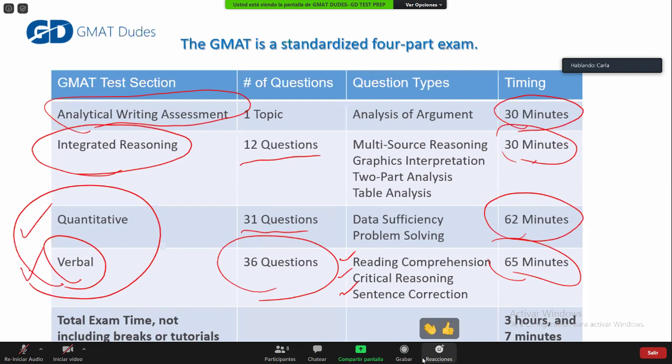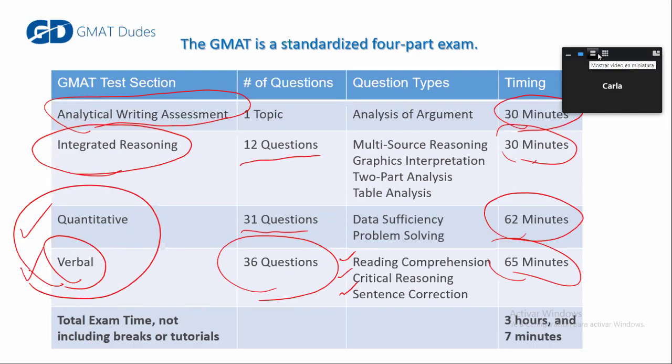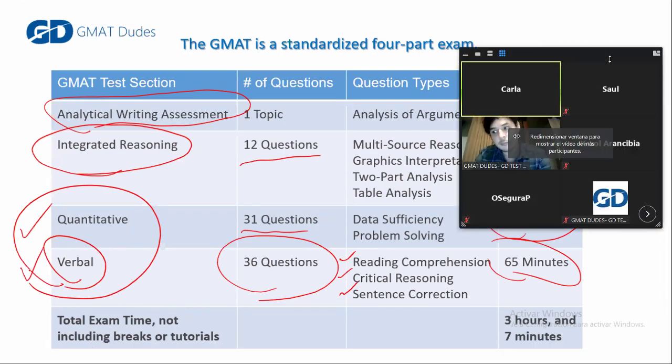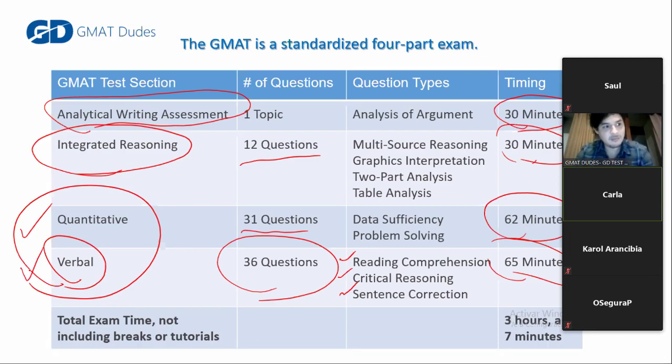I have one question. I heard that the GMAT exam is a tricky one. I think that if you start answering in a correct way, the exam turns a little bit difficult. I don't know if you can explain to us a little bit more about that point.